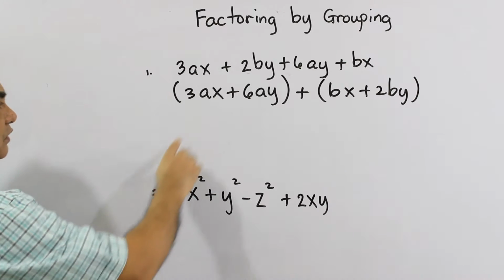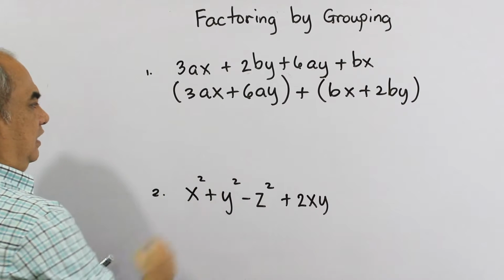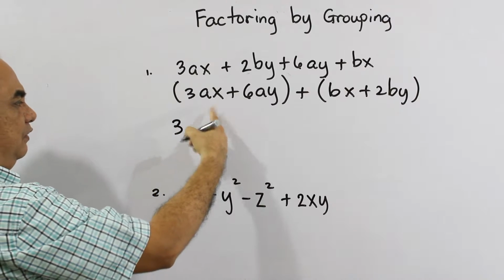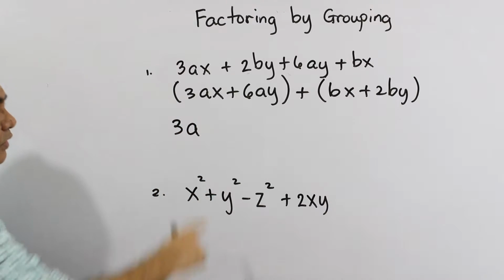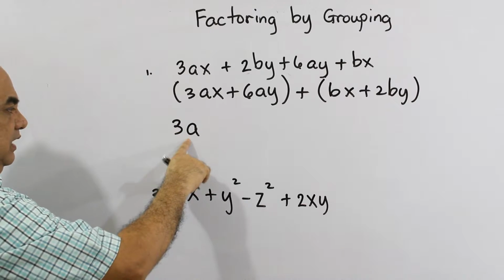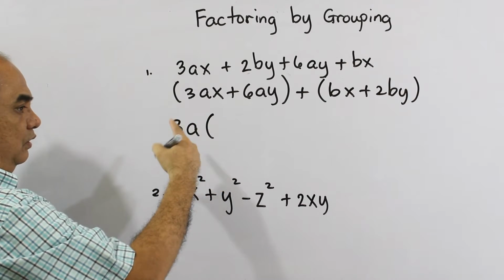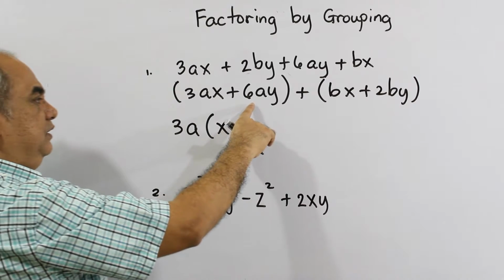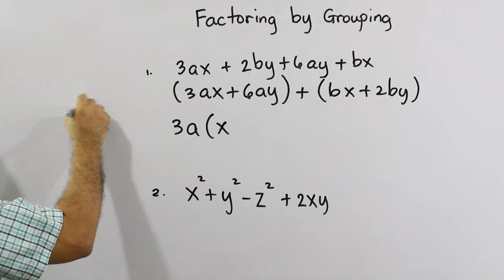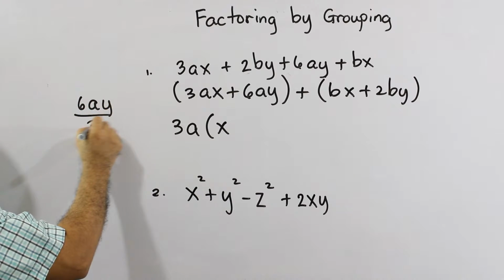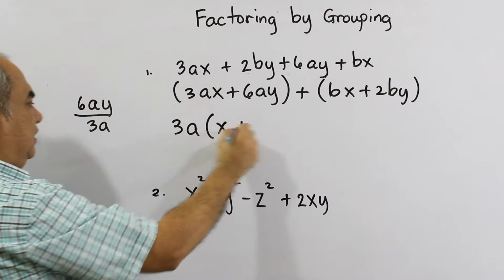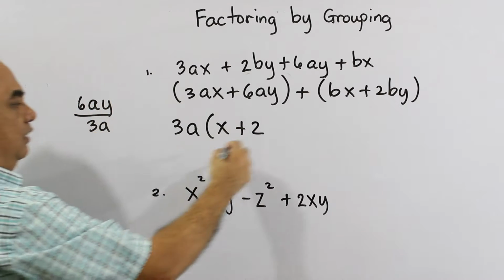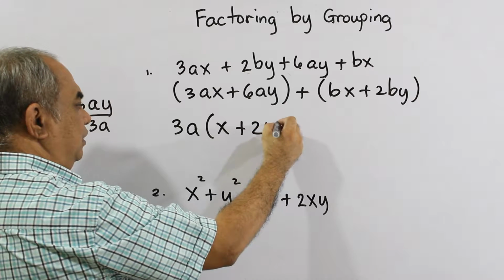The common factors for 3ax and 6ay are, for the constant, 3, and for the variable, a. Meaning, when you divide 3ax by 3a, the quotient is x. Whereas when we divide 6ay by 3a, 6 divided by 3 will give you 2, and this a here cancels out, and then we have y as your quotient.